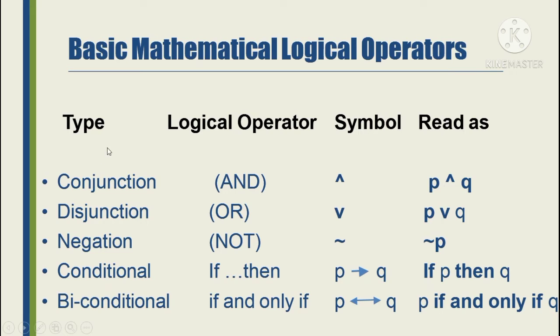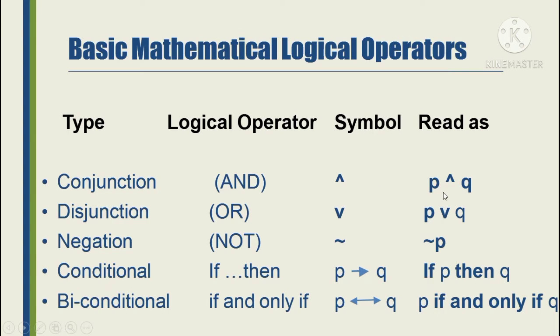Ito yung type of logical operators natin: conjunction, disjunction, negation, conditional, and biconditional. Ito yung magiging logical operator ng ating conjunction is and. Sa disjunction naman, yung logical operator niya is or. Sa negation is not. Conditional, if, then. Sa biconditional, if and only if. So, symbol niya class sa and. Ito ang symbol niya sa and.